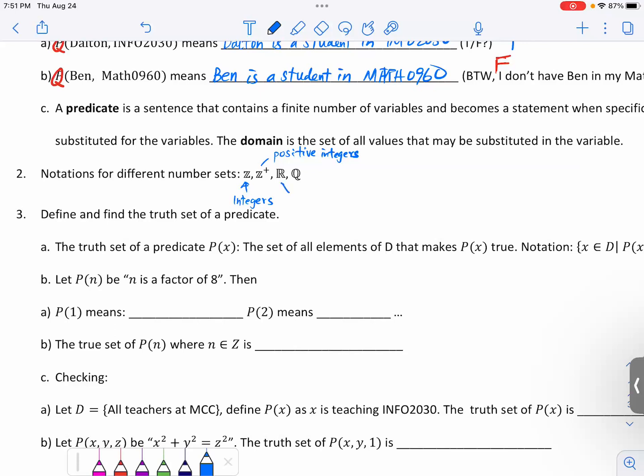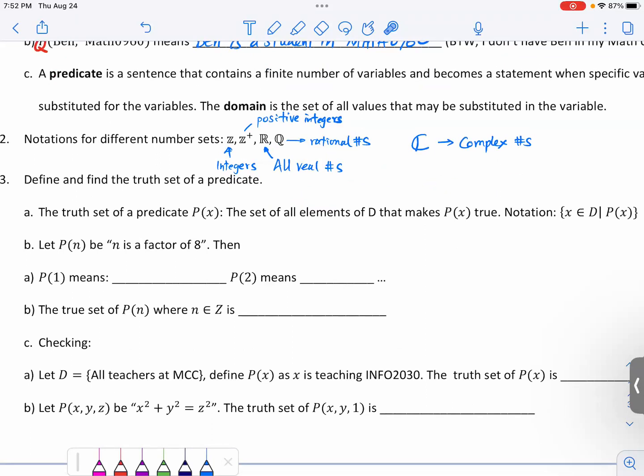And R means all real numbers, the set of all real numbers. And Q represents rational numbers. By the way, sometimes we have C that represents complex numbers. All right, so those are the notations that we're going to use. Let's take a look at a few more examples.